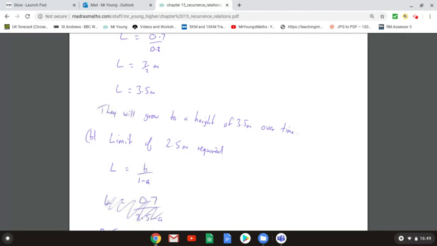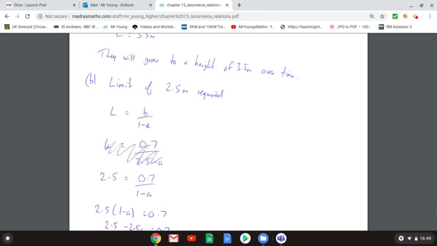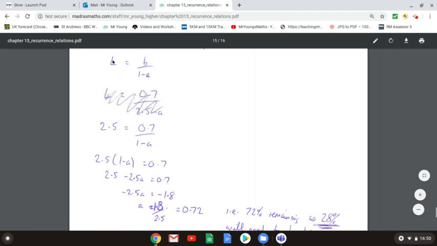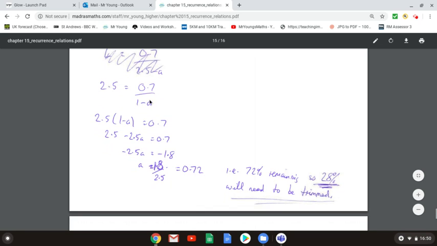Part B, his neighbour is worried that the trees are growing at an alarming rate and wants the height of the trees restricted to 2.5 metres. What is the minimum percentage that will need to be trimmed from the trees each year to meet this condition? So we're basically told there that the limit needs to be 2.5, so we have the limit of b over 1 minus a. So the limit will be 2.5. The trees will still be growing at a height of 0.7 metres each year, so it's the value of a that we're going to work out. So we've substituted in.